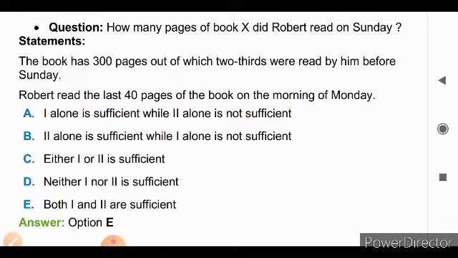Next question is, how many pages of book X did Robert read on Sunday? Statement 1 is, the book has 300 pages, out of which 2/3 were read by him before Sunday. And statement 2 is, Robert read the last 40 pages of the book on the morning of Monday.